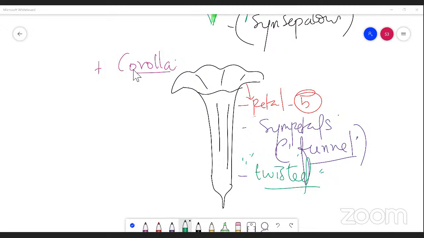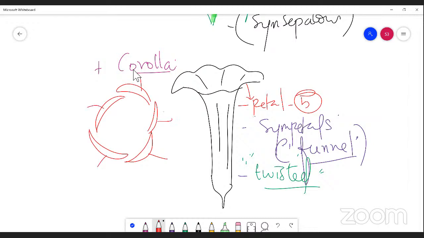I repeat it again. Twisted aestivation is nothing but this: this is a petal, right? There will be 5 petals arranged, so the petals are arranged in and out. This is a twisted arrangement. Each one is known as a petal. All the petals are arranged by twisted aestivation. That's why I mentioned the type of aestivation is twisted, because every petal consists of 2 edges, and each edge is arranged one above another, hence it forms a twisted aestivation.